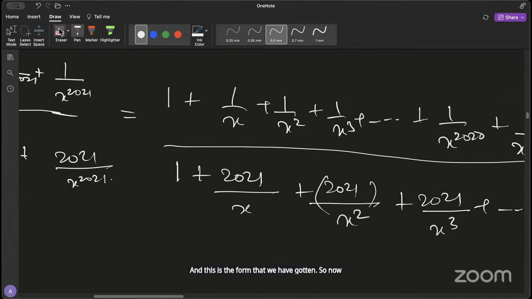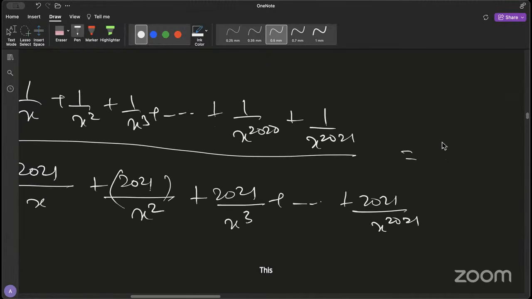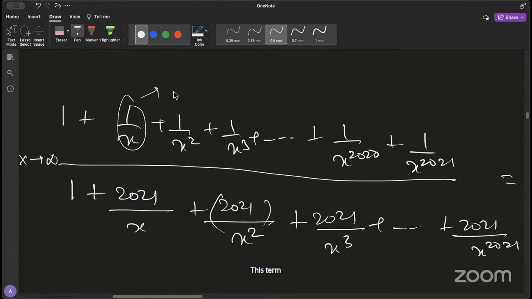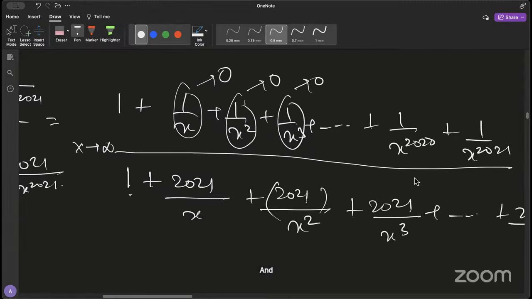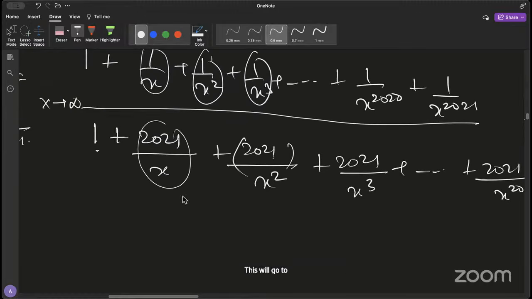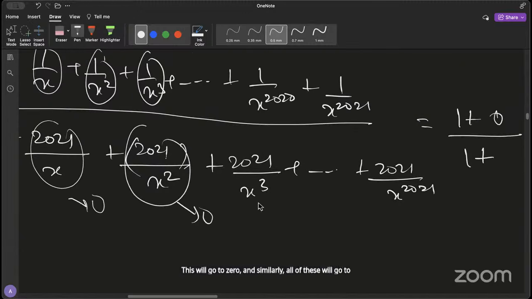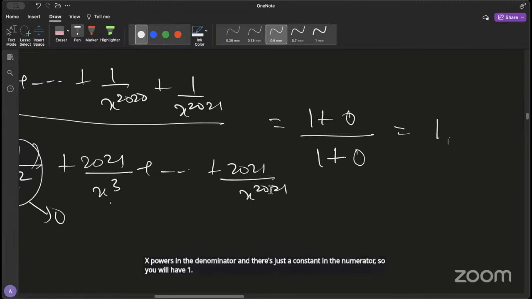So now if x tends to infinity here, this is 1, this will remain 1. This term will go to 0, this term will go to 0, this term will go to 0. Similarly, all of these will go to 0. So you will have 1 plus 0. And there also, the first term will go to 1, and this will go to 0, this will go to 0. Similarly, all of these will go to 0 because you have x cube, x powers in the denominator, and there's just a constant in the numerator. So you will have 1 as the answer.